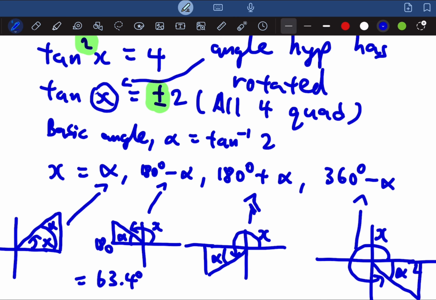63.4. When the answer is not exact for an angle, it is 1 dp. 116.6, 243.4, and 296.6. Okay. All these 4 right-angle triangles that I've sketched are not required in the working for your solving, because now I'm explaining to everyone how we get these 4 answers.